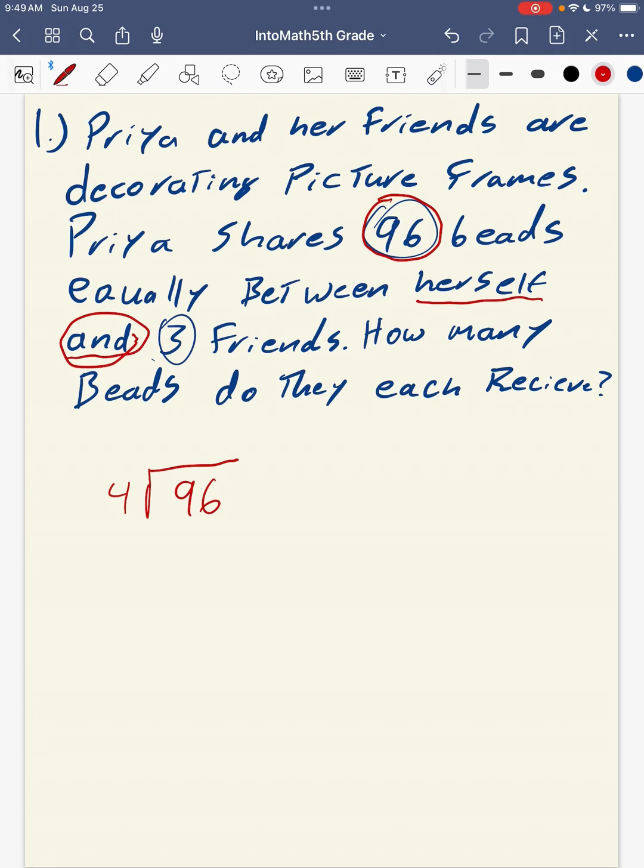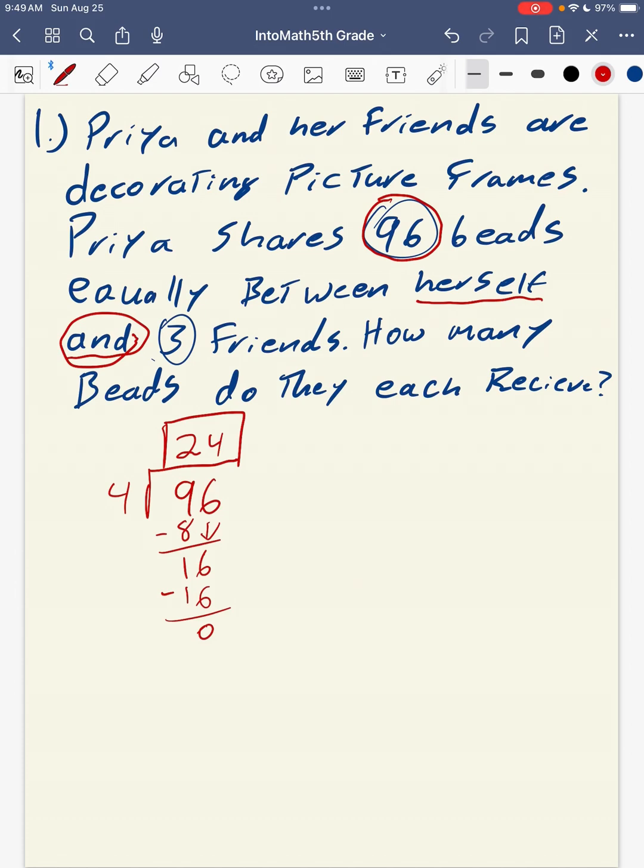I know that 4 can go into 9 2 times. 2 times 4 equals 8. 9 minus 8 is 1, and I carry down my 6. Next up, how many times can 4 go into 16? That is 4 times. 4 times 4 equals 16. 16 minus 16 is 0, so there is no remainder for this problem.